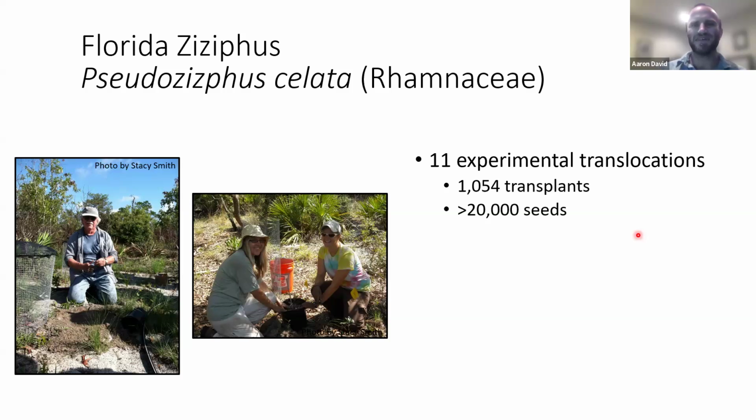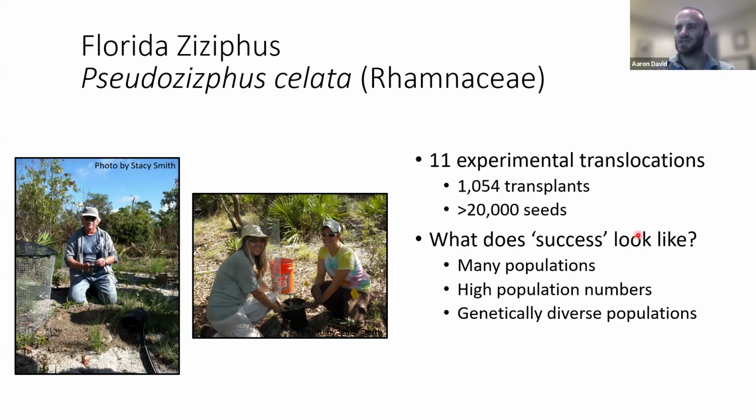So to date, we've done 11 experimental translocations. This involves over 1,000 transplants, and well over 20,000 seeds. And then talking about what success is going to look like here, it's a few things. One is establishing many populations, of which we have about 6 going right now that seem to be successful. Within those, establishing high population numbers that can actually be self-sustaining. And then the last one, which is really the hardest one, is genetically diverse populations.